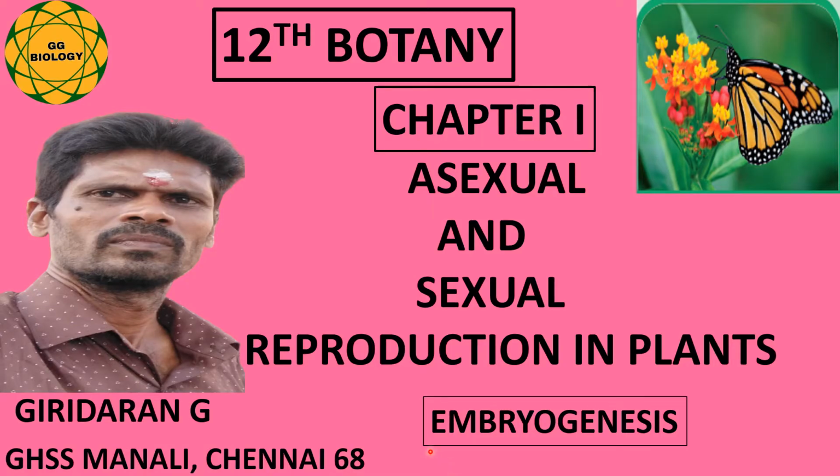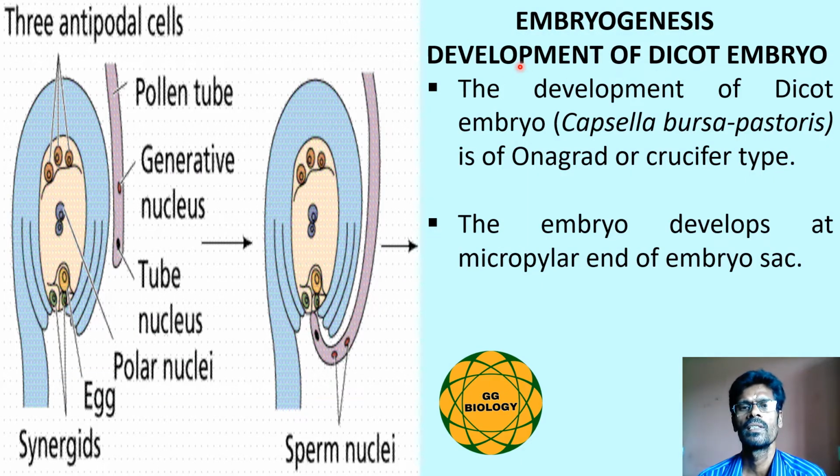Welcome everyone. The topic of this video is embryogenesis of the chapter Asexual and Sexual Reproduction in Plants. Under embryogenesis, let's see the development of the dicot embryo. Already we know the structure of the ovule.